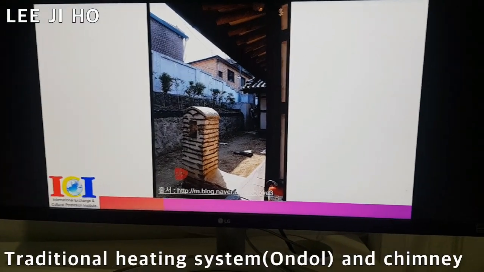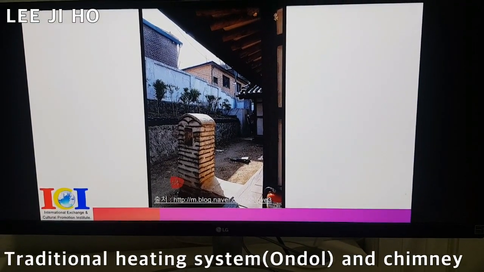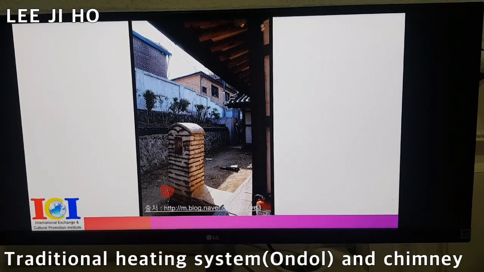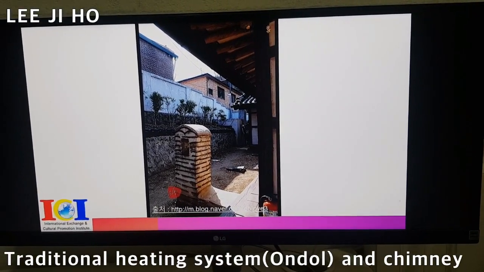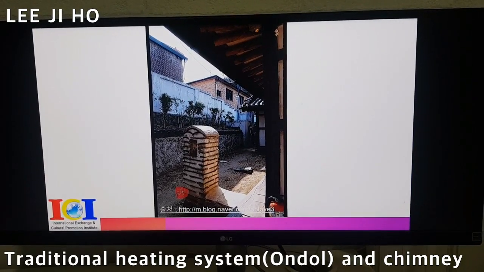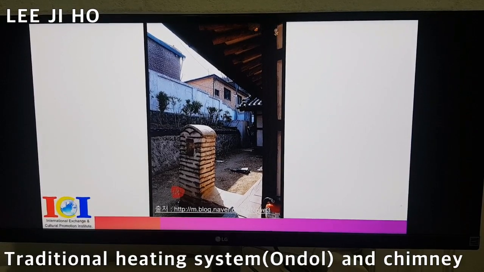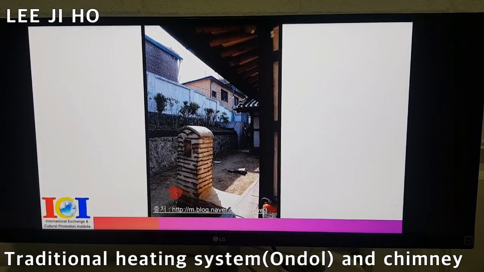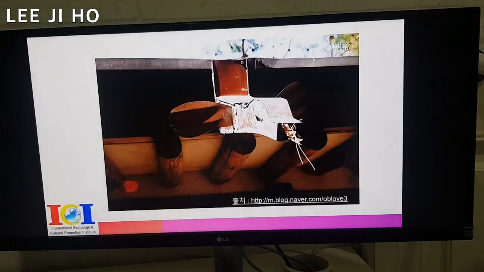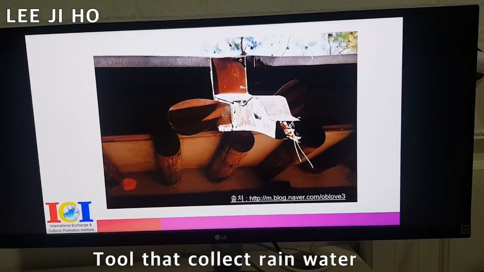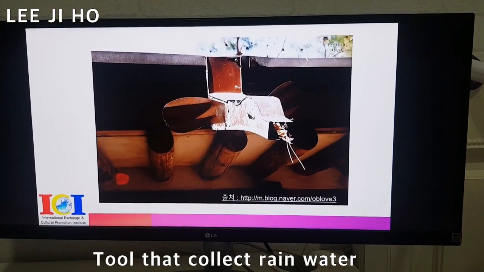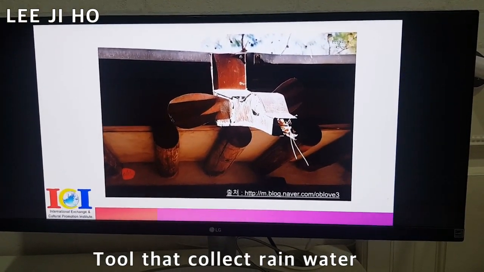Let's take a closer look at the chimney. The heating system I mentioned earlier is called ondol, which literally translates to warm stone, which is exactly what it says: heat traveling through a large flat stone placed underneath the building. Although the chimney is very small, it still serves its purpose. You probably haven't noticed this. It is a very useful tool which is used to collect rainwater and spill it onto the front yard.